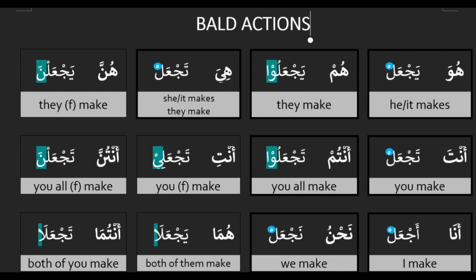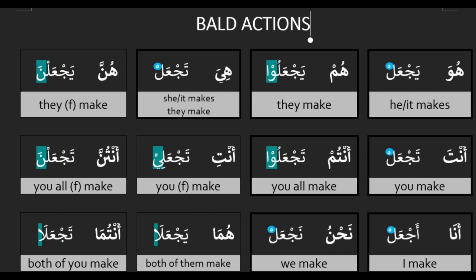What do you notice about the endings? I'm guessing they've changed. Yes, they don't look like what we're used to. We're used to seeing yaj'alu, yaj'aluna, taj'alu. It might look overwhelming if you just look at this chart at a glance, but there are actually only two consistent changes that happen across this chart.